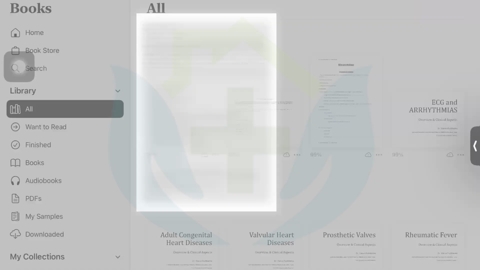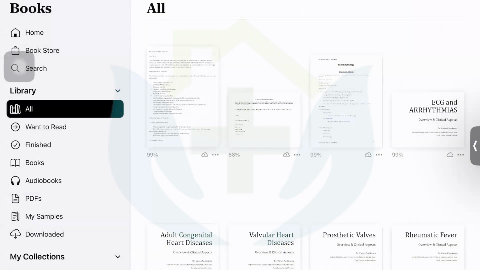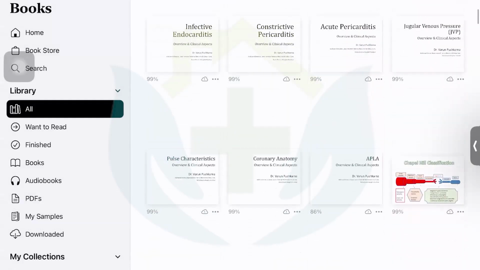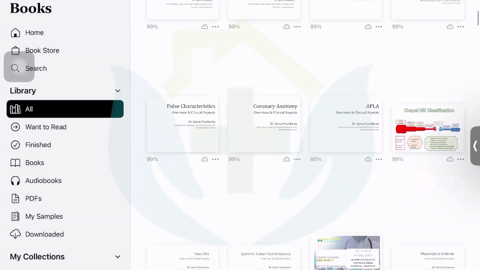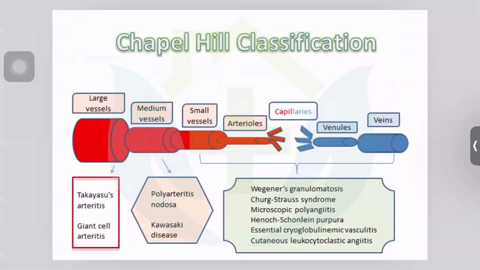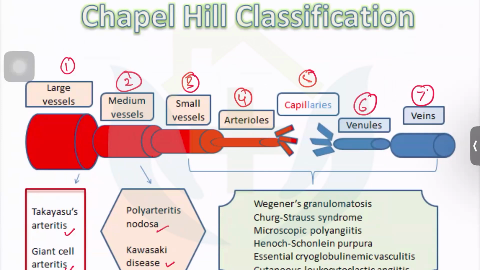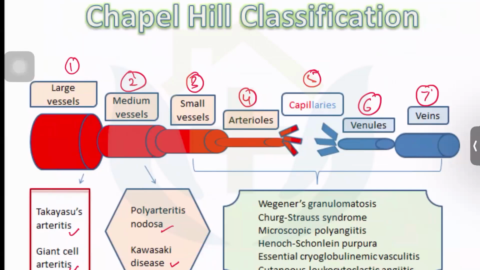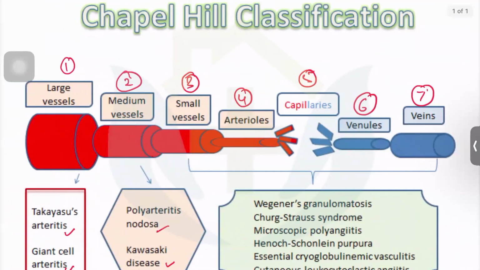So this brings us to the end of our class. If there are any particular questions with you, you may ask. Random questions also you can ask. Don't worry. You want to see the Chapel Hill classification? I have this nice photo for this. Chapel Hill classification. Not that it is going to be asked in the exam, but I just wanted to show it.